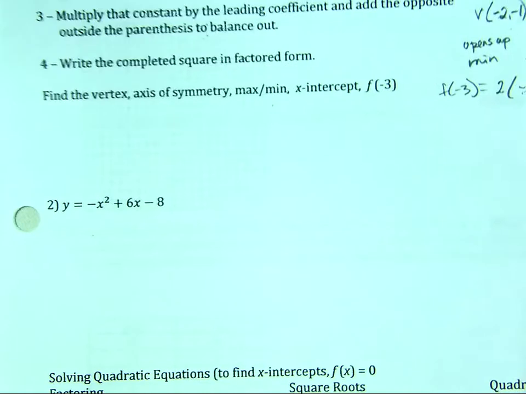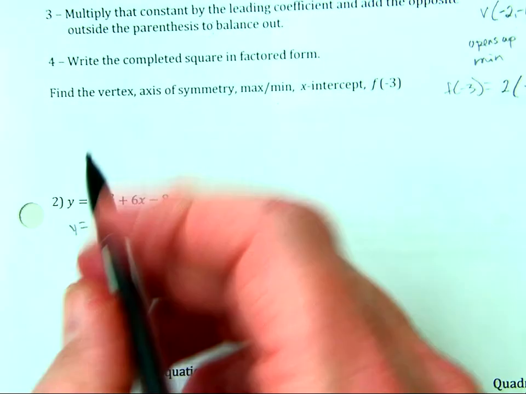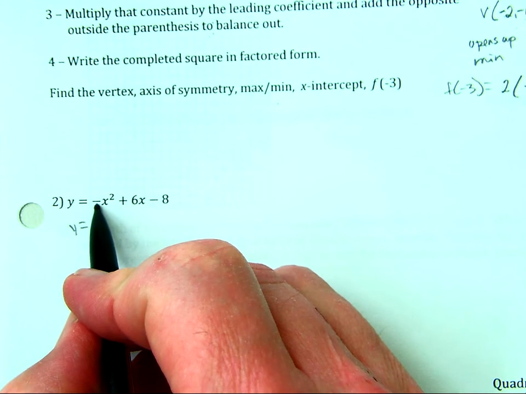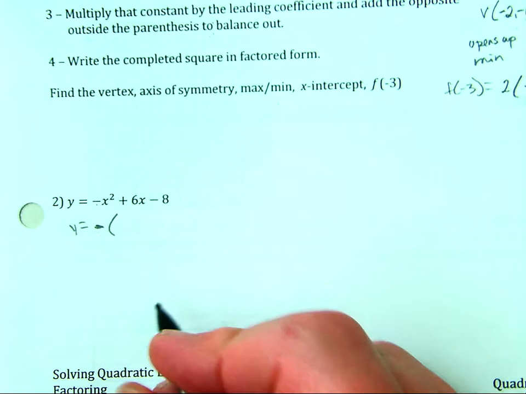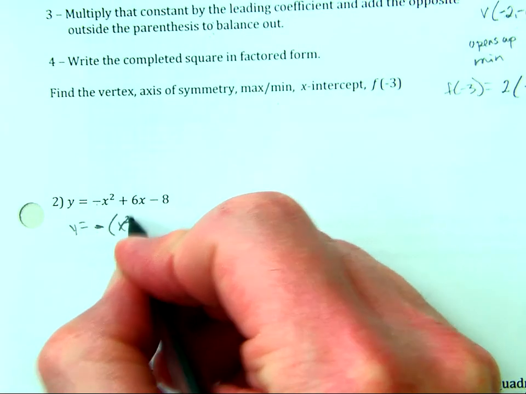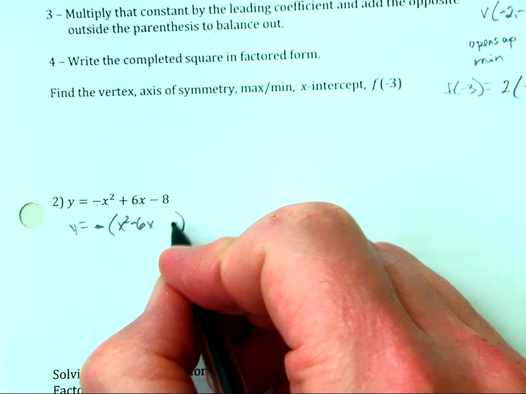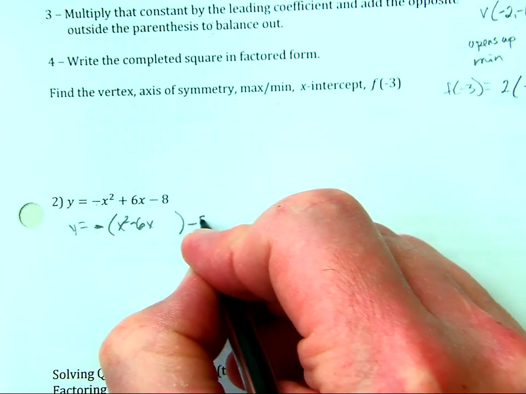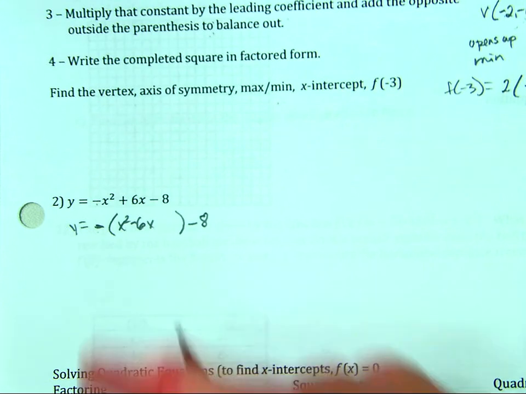All right, same thing on this one. We want to complete the square. So first, if there's a leading coefficient, we factor it out of the x's. There's a negative here, so I'm going to take a negative out of both x's. So that'll be x squared minus 6x. I'm going to leave a little space in here, and on the outside, I'm going to put that constant, -8. So now we're ready to complete the square.